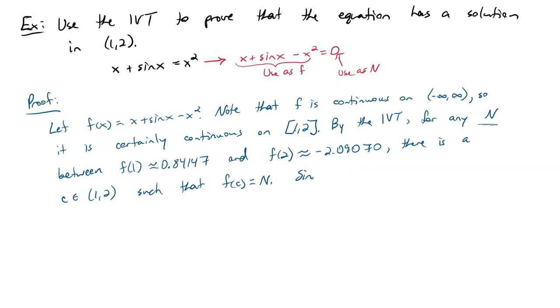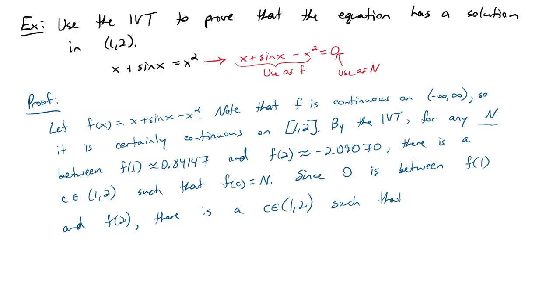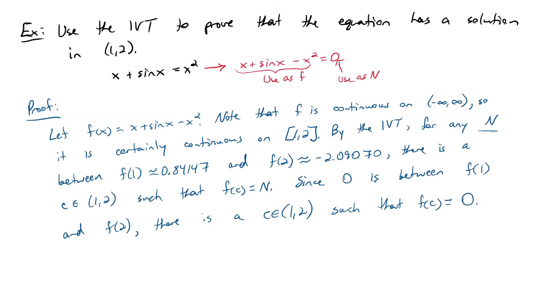So we can say since 0 is between f of 1 and f of 2, we don't have to restate their values. We've already got them written. There is a c in the open interval from 1 to 2, such that f of c equals 0. 0 is a particular n value for which this is true. So f of c is 0.